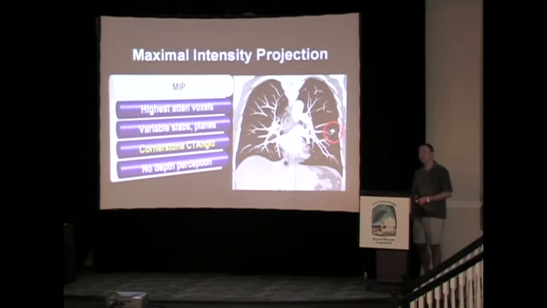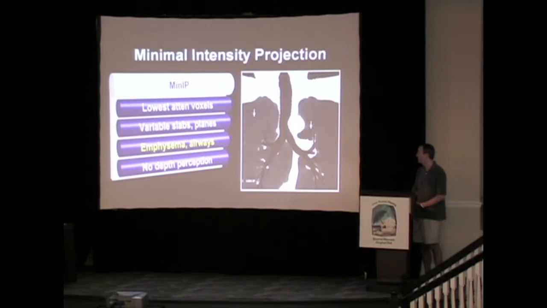Maximal intensity projections, which basically you tell the computer you just want to see the highest intensity voxels, are going to make all of your vessels pop, and it's very good for looking at things like small arteriovenous malformations.